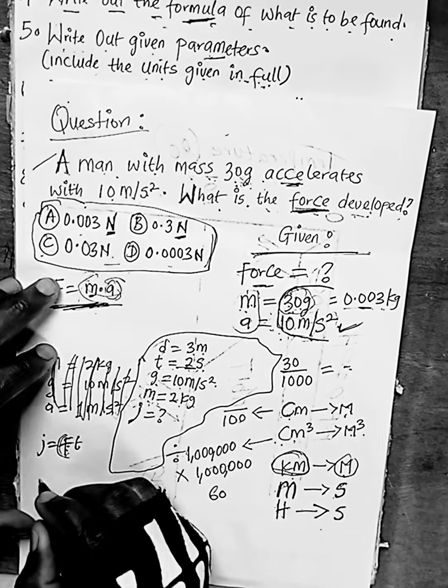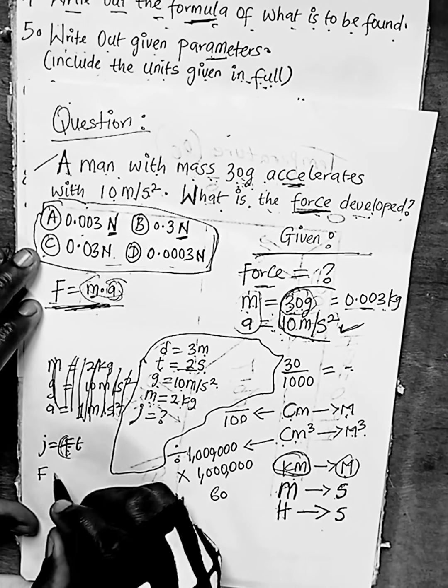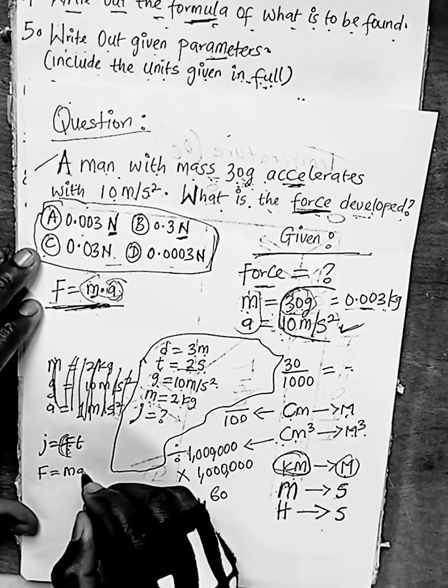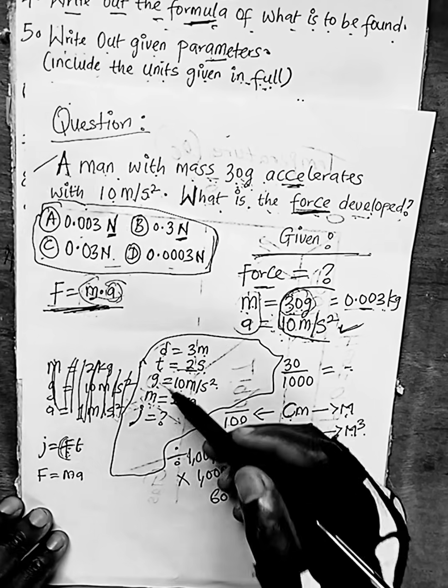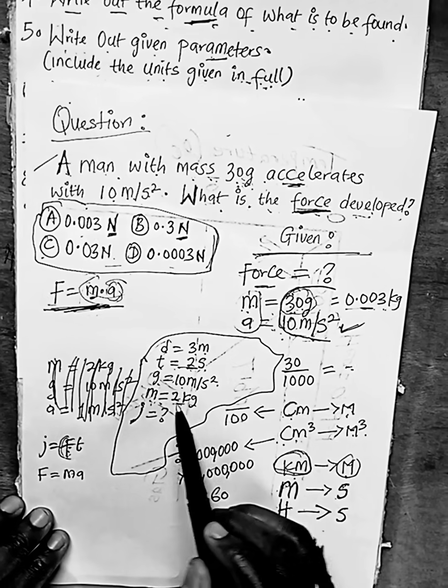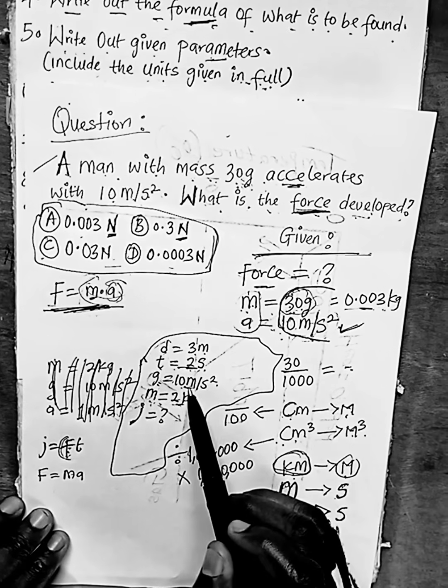So how do we find force? We write out the formula of force. Force is equal to mass times what? Acceleration. Now we look at here again. Do we have mass here? Yes, this is mass. Do we have acceleration here? Yes, we have acceleration due to gravity.